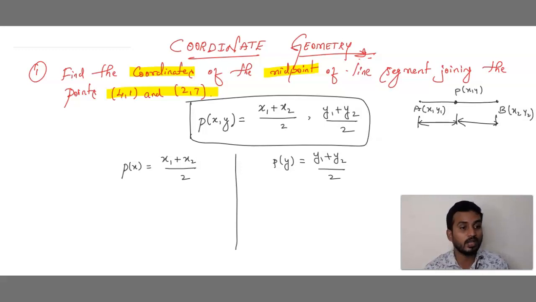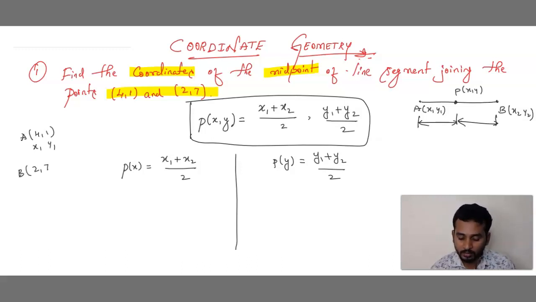We are finding the coordinate of P. Are you getting it? Good. Now we assume this (4, 1), the first coordinate, as A. So this is nothing but (x1, y1). And next is B. What is B? (2, 7). This is (x2, y2).